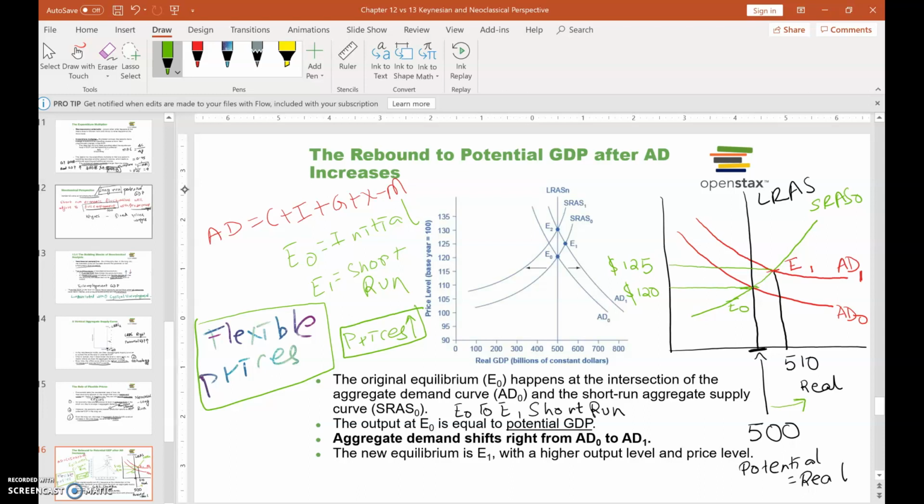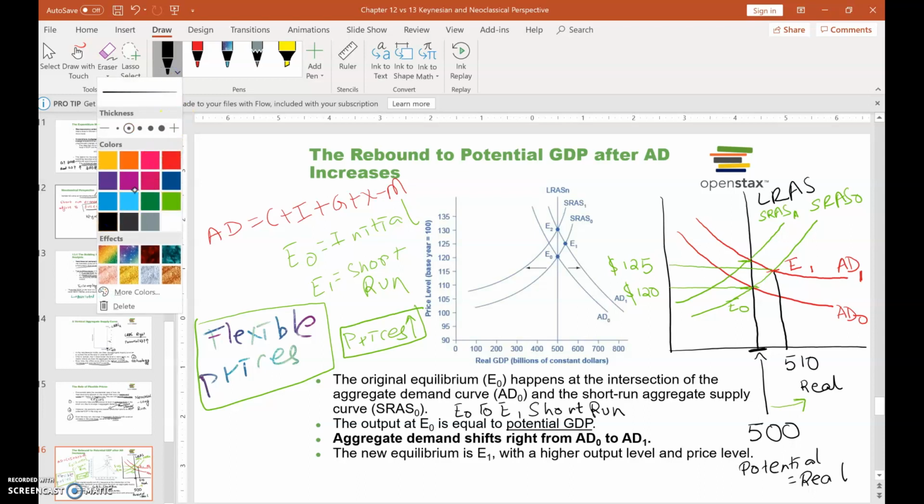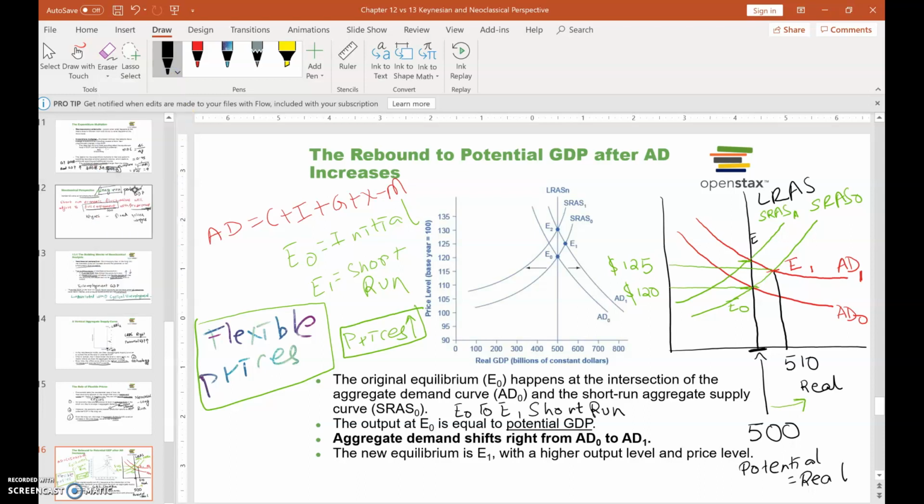Now, what happens when prices go up? When prices go up, workers are going to ask for higher wages, and the short-run aggregate supply curve will shift to the left. I have another equilibrium point here. Let me use this black marker to make things distinct. The new equilibrium point is E2, and the prices went up again.